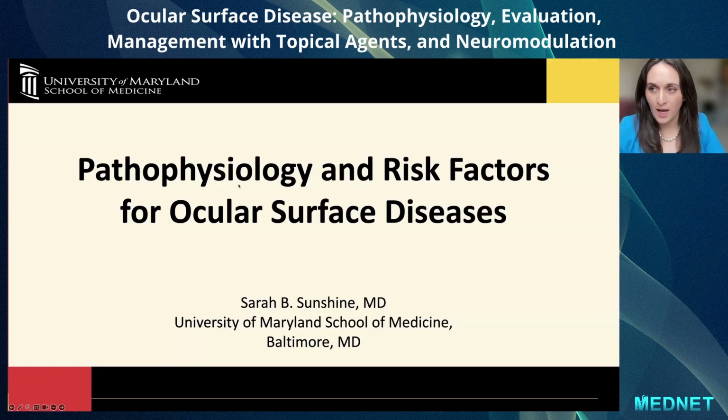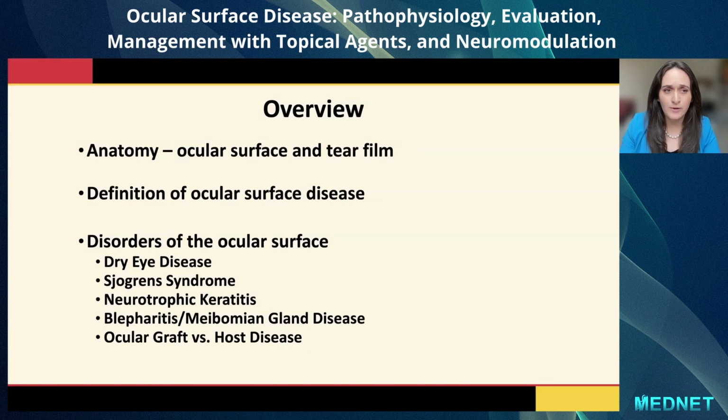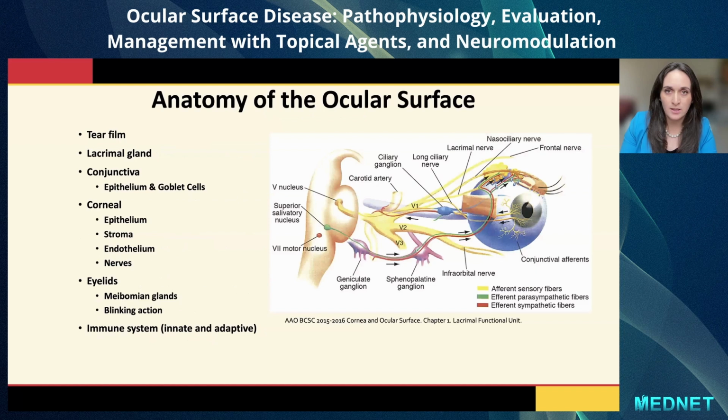So to begin, we're going to start talking about the pathophysiology and risk factors of ocular surface disease. Just a brief overview of the plan for this talk. We're going to talk about the anatomy, ocular surface and tear film specifically, the definition of ocular surface disease and dry eye disease, and then we're going to go into some disorders of the ocular surface, focusing mainly on dry eye disease, but I'm going to touch briefly on Sjogren's, neurotrophic keratitis, blepharitis and meibomian gland disease, and ocular graft versus host disease.